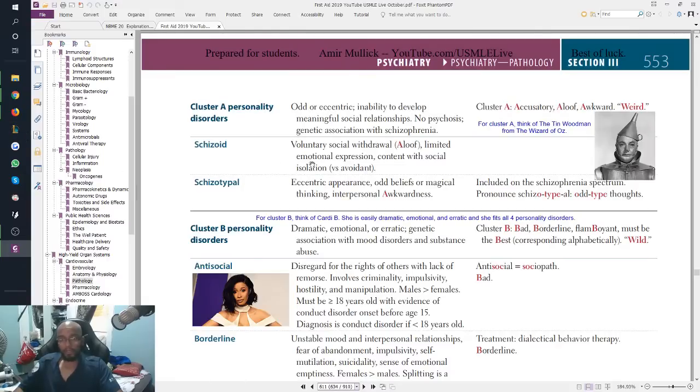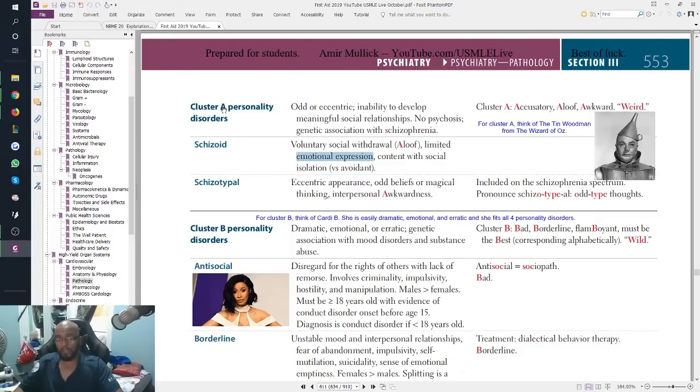It'd be great. So when you look at the cluster personality disorders, right? Cluster A personality disorders, you want to think of this guy from Wizard of Oz, the Tin Woodman. He's like an android. He was not weird in any way whatsoever. Granted, we're not talking about reality. And he just did his own thing. He didn't mind being alone. He was like a scarecrow. He was just doing his own thing. That's a schizoid. Voluntarily socially withdrawn, limited emotional expression, content with social isolation. The limited emotional expression is the other reason I say think of a robot. Robots, maybe in the future they will, but robots don't generally have emotional expression, right?